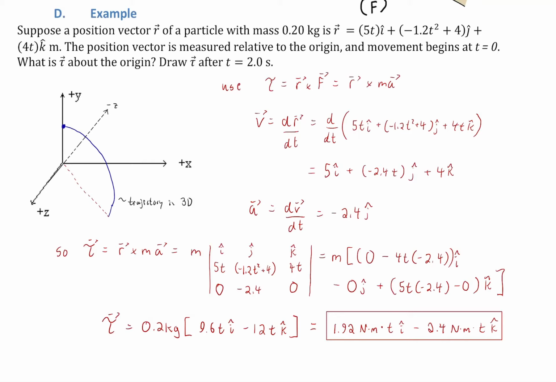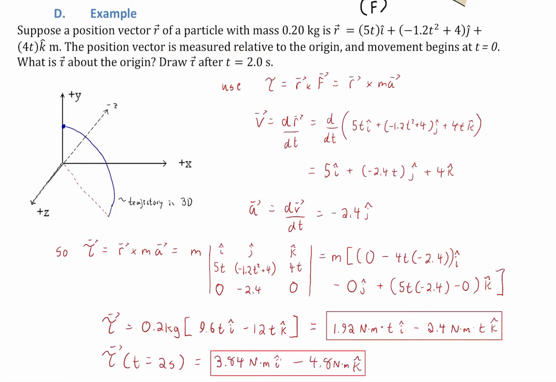And then I'm going to factor in the 0.2 and give everything the correct units, because the units of torque are Newton meters. And there we have our answer. We have our torque vector about the origin. It's a time dependent vector, in other words, a function of t. Then let's find it at a particular value, at t equals 2 seconds. If I plug in 2 for both the t values, then here is my particular torque vector.